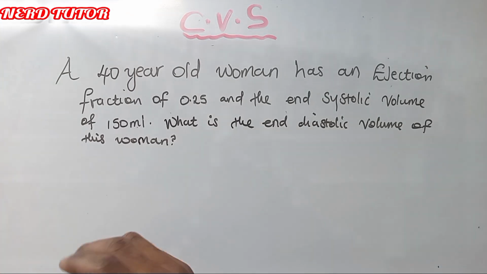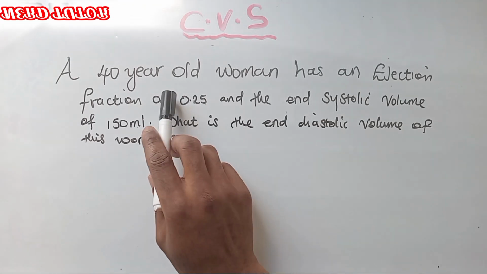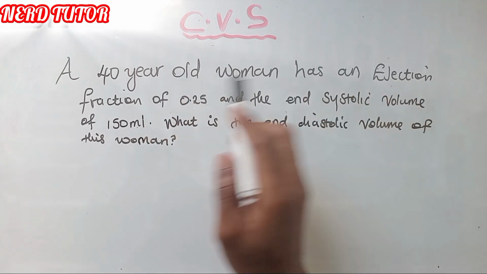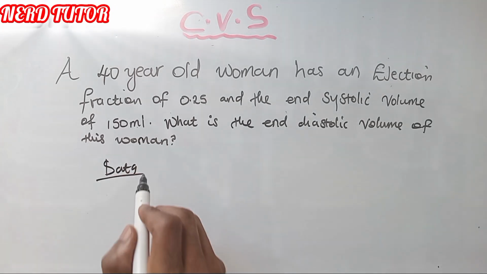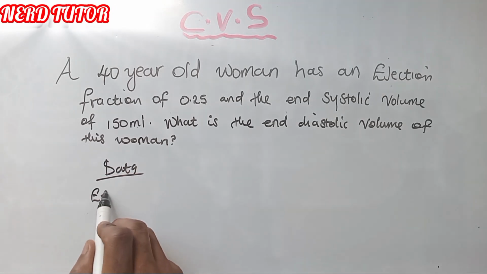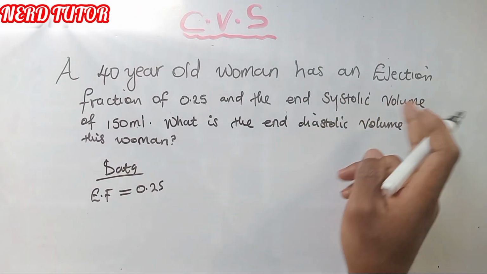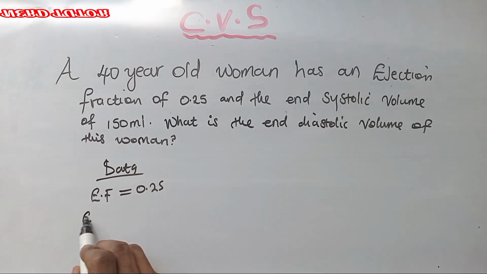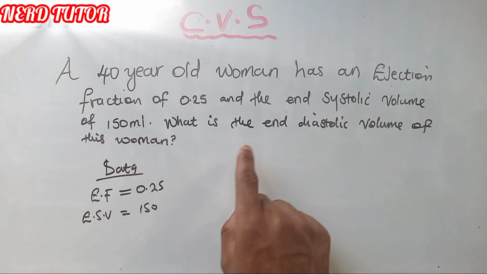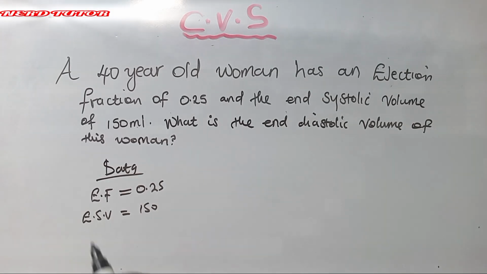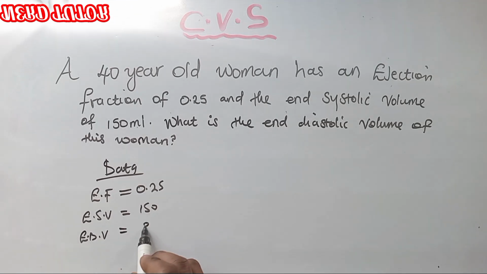Okay, so let us first try to understand the question. They have said this woman, who is 40 years old, has an ejection fraction of 0.25. So let us first collect the data here. Ejection fraction is given in the question to be 0.25, and the end systolic volume is 150. They are asking what the end diastolic volume of this woman is, so we have to solve for end diastolic volume. This we don't have.